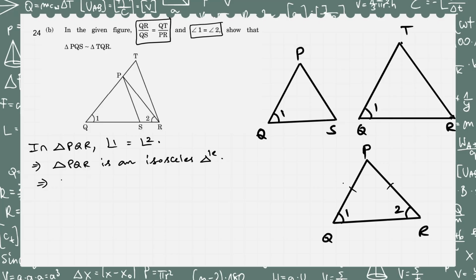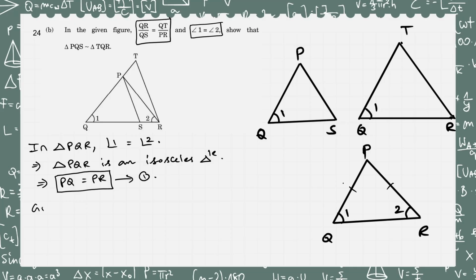That implies PQ and PR both are equal. This is required for future use. So let us mark it as equation number 1. Now let us go to the given ratio.